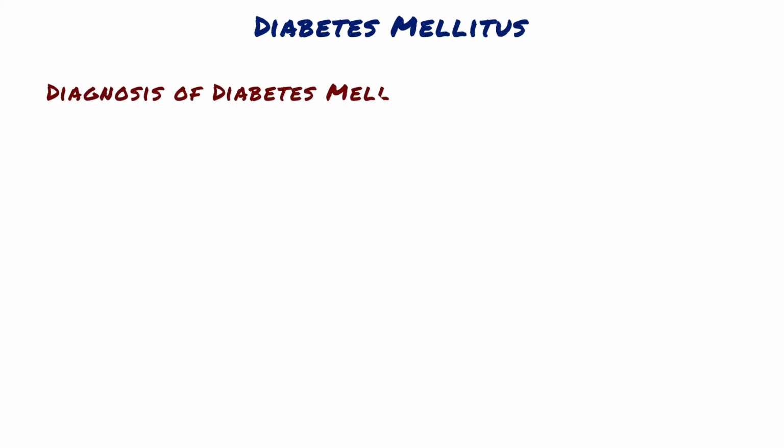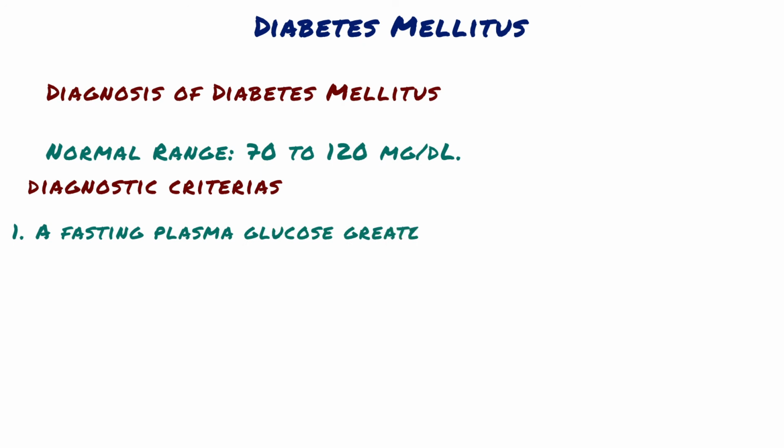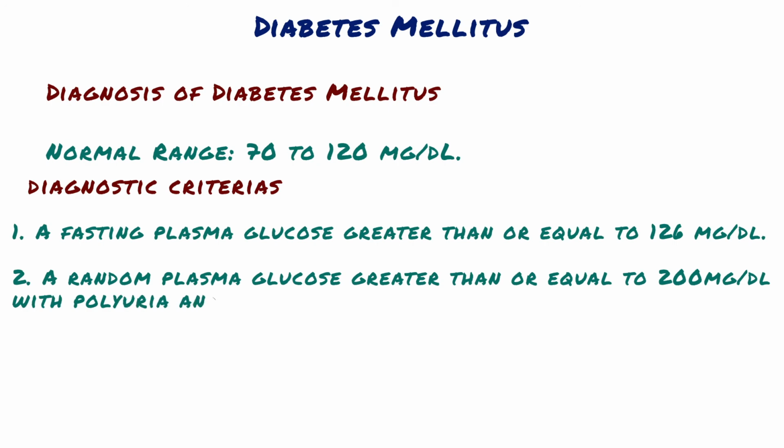Diagnosis of diabetes mellitus. The main laboratory abnormality is high blood sugar. Blood glucose is normally maintained in a very narrow range, usually 70 to 120 mg per deciliter. According to the American Diabetes Association and the World Health Organization, there are two main official diagnostic criteria. 1. A fasting plasma glucose greater than or equal to 126 mg per deciliter. 2. A random plasma glucose greater than or equal to 200 mg per deciliter, with polyuria and polydipsia.